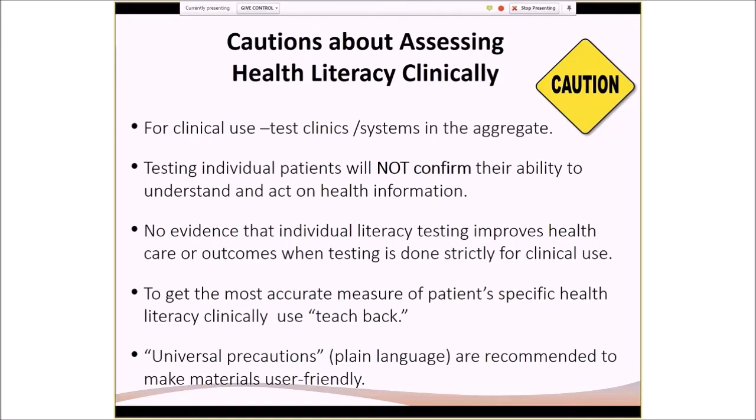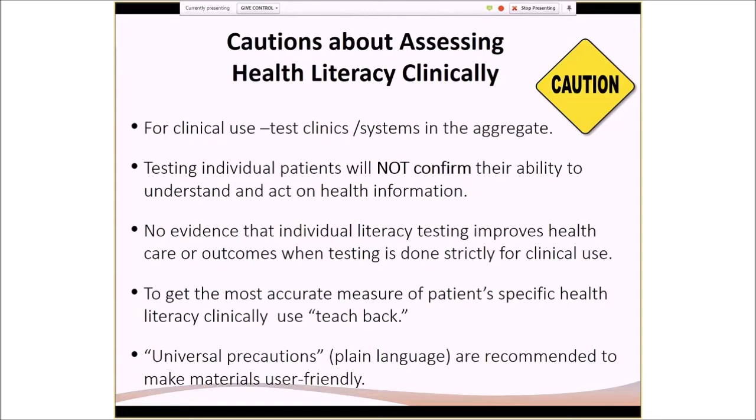And testing a patient, given the REALM, doesn't confirm they can understand and act on health information. And there's no evidence that literacy testing improves healthcare or outcomes. The thing that does is using plain language and teach back. So tell me how you're going to do this. Show me how you're going to do this.